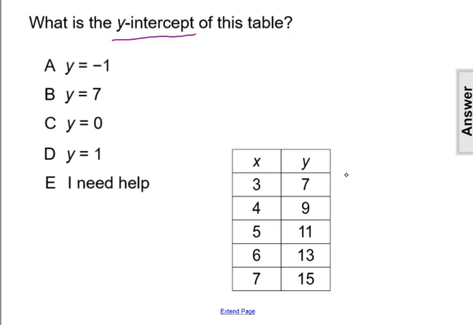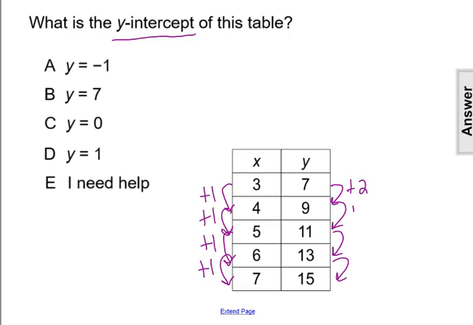What is the pattern or the difference between the x and the y values? Well, the x values are counting up by 1. That's the change in their values. And the change in the y values, they're counting up by 2. We're adding 2. 7 to 9, 9 to 11, 11 to 13, 13 to 15.